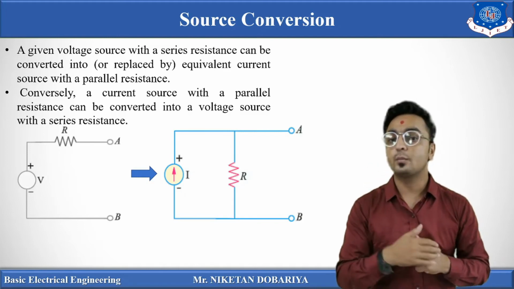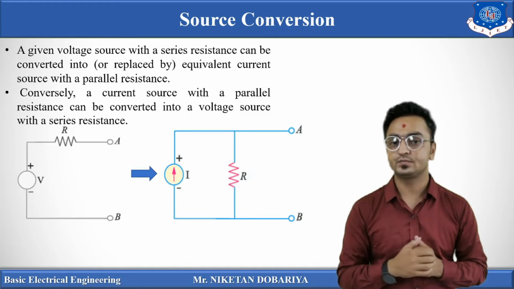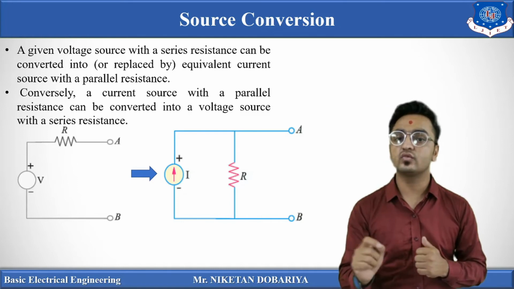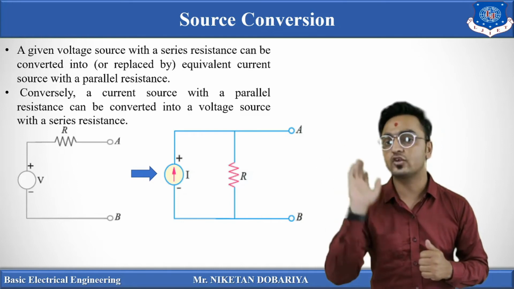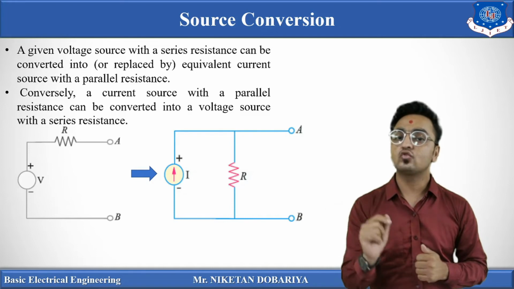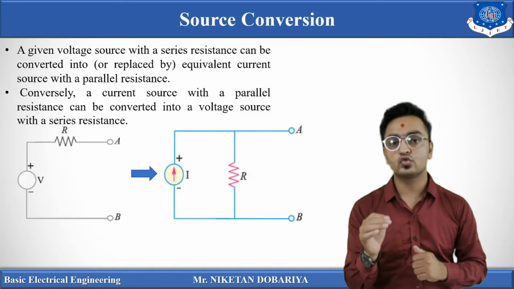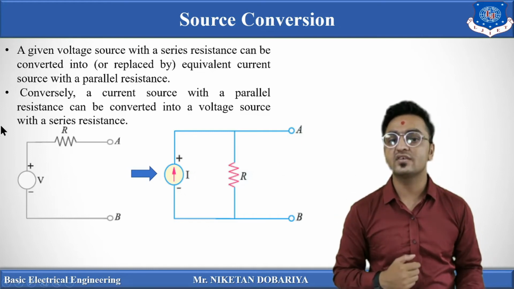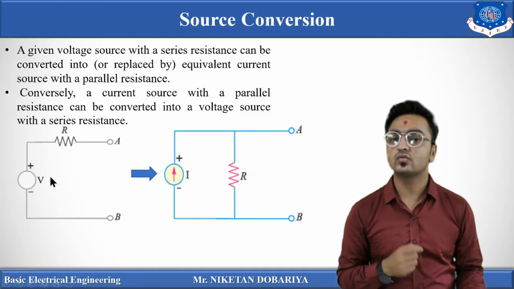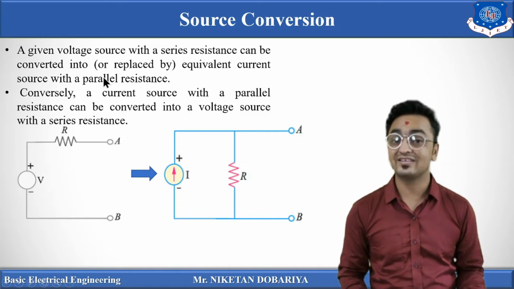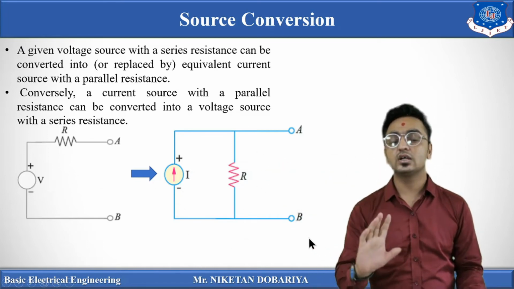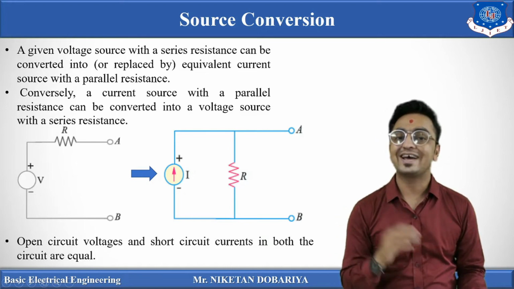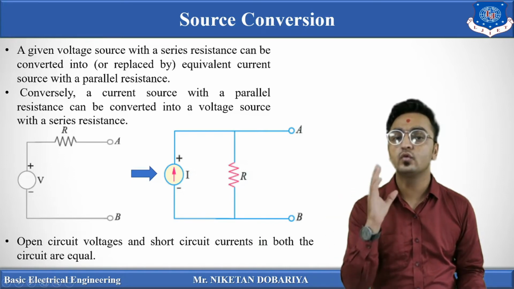And when we consider a practical source, always remember that for a practical voltage source, its internal resistance will be shown in series with that voltage source. And in case of a current source, the internal resistance of that current source will be shown in parallel connection with that current source, as shown in this given diagram. And here we are going to convert this voltage source into a current source by considering that these are practical sources. Now, if we want to convert sources into each other, there are some conditions which should be fulfilled.